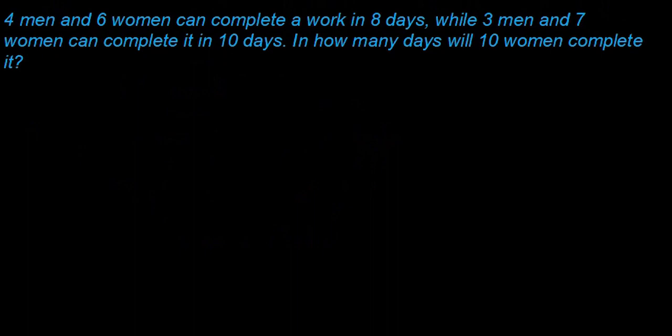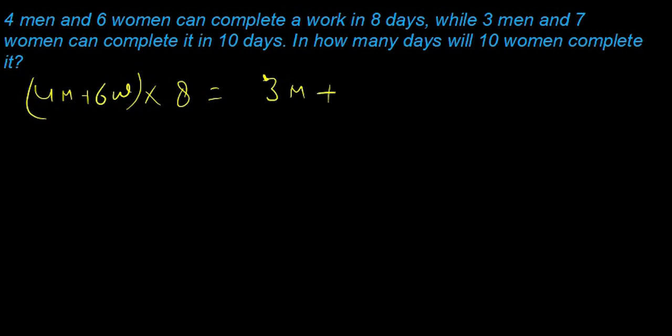4 men and 6 women. I think it will increase the length of the equation actually. 4 men plus 6 women can complete a work in 8 days, while 3 men and 7 women can complete the same work in 10 days. Now this is a problem where you need to find out how many men are equal to how many women. So 3 men plus 7 women multiplied by 10 days.